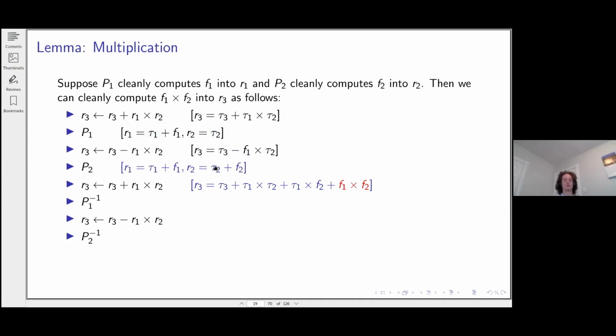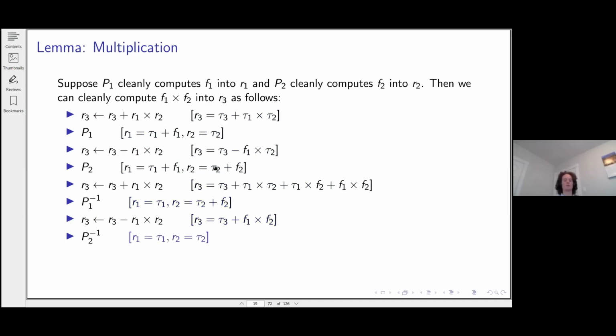We have to get rid of those extra terms like tau1 times tau2 that we don't want to be there. So we run program 1 backward. That restores register 1 to its initial value tau1. Then we subtract r1 times r2, and that has the effect of canceling out exactly those terms that we didn't want. So now register 3 has value tau3 plus f1 times f2.